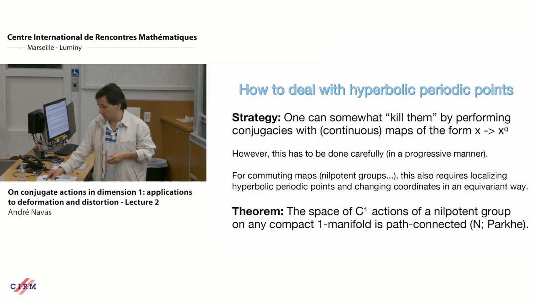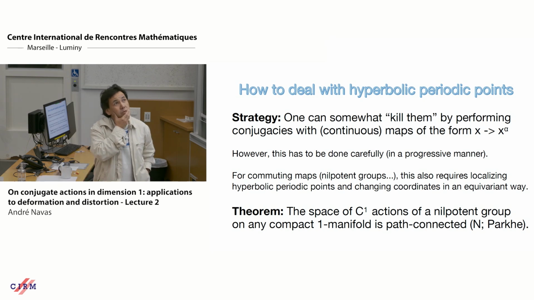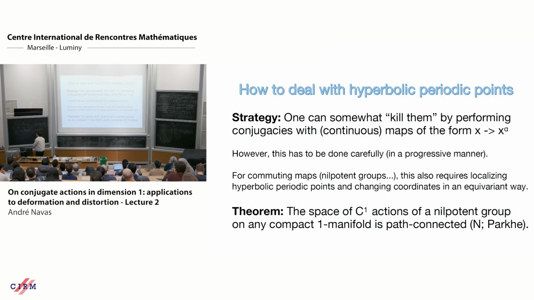So let me come back to the difficult case. What to do when we have a hyperbolic fixed point? The idea is a classical one. We will try to conjugate the map, or the commuting maps, with maps of the form x into x to the alpha. These are no longer diffeomorphisms. They fail to be differentiable at the origin. They are differentiable, with the derivative equal to 0, okay? So the inverse is not differentiable.